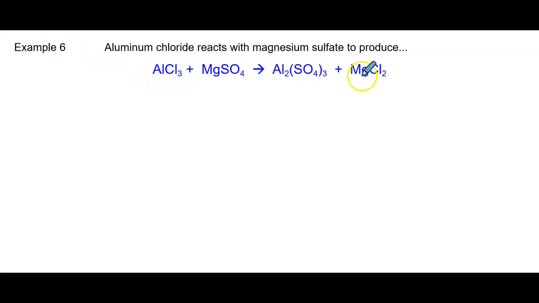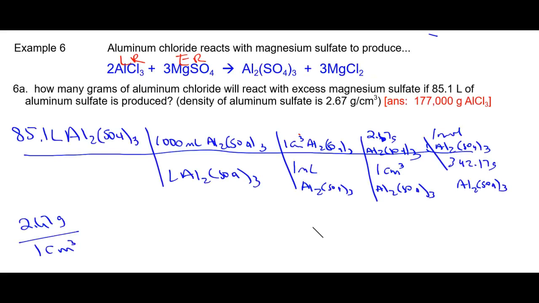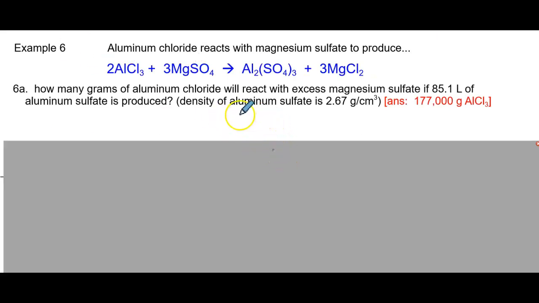Welcome back. Here's the equation. Make sure you've balanced it. Here's the equation balanced. Okay, we're going to start with how many grams of aluminum chloride will react with excess magnesium sulfate if 85.1 liters of aluminum sulfate is produced.